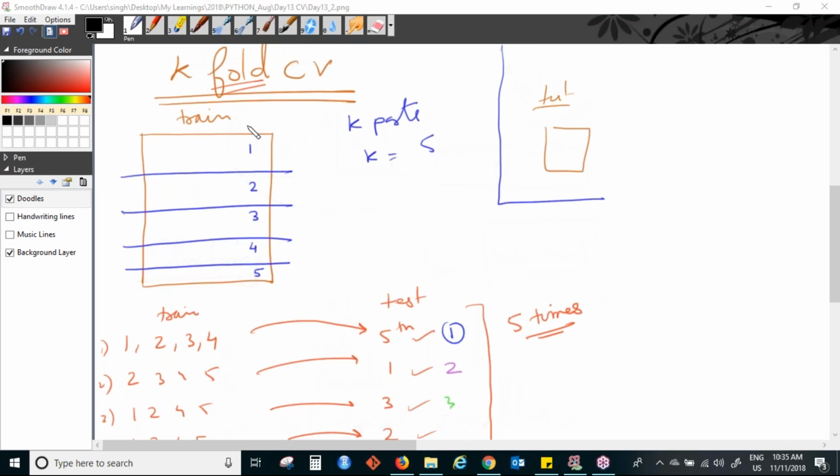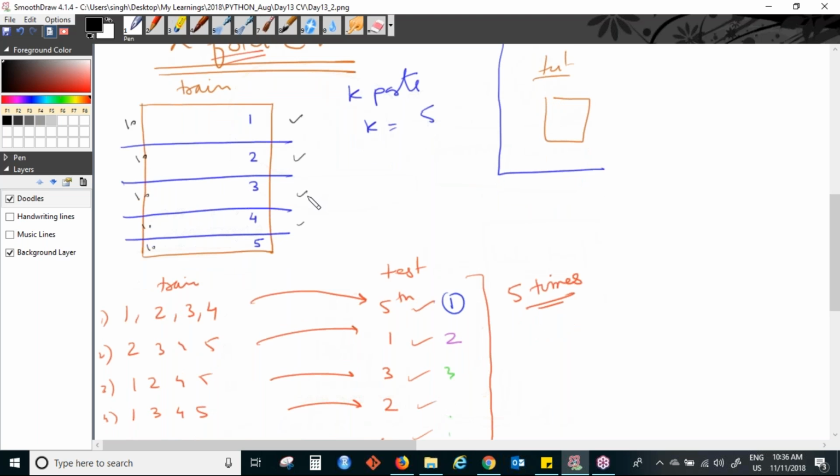Okay, so we were talking about k-fold cross validation. In k-fold cross validation, what do we do? I have kept my test data separate, so this is totally isolated. From my training data, I will divide the data into k folds or k parts. Let's say I'm taking k is equal to 5. So I have divided my data into 5 parts here, all equal parts. Let's say each of them has 10 rows.